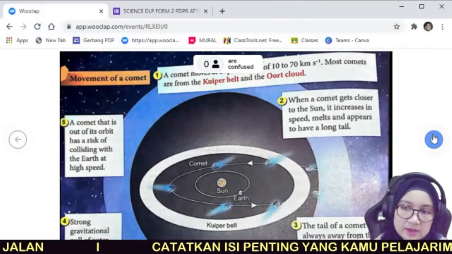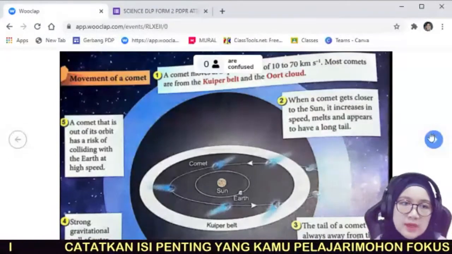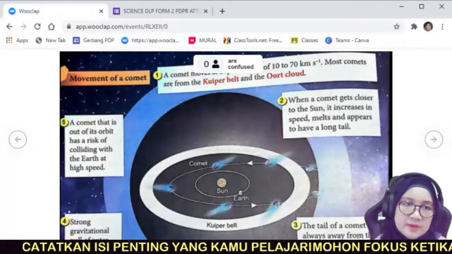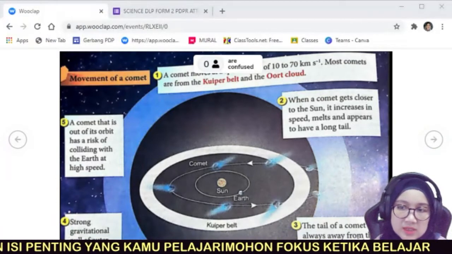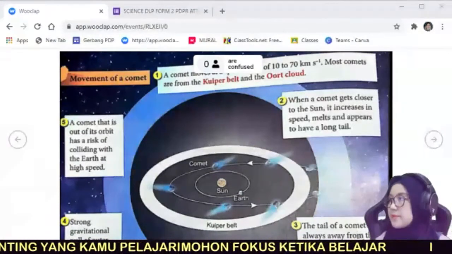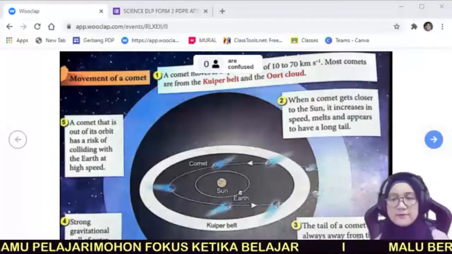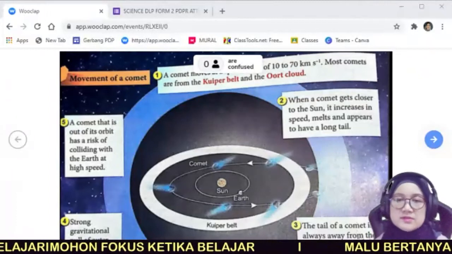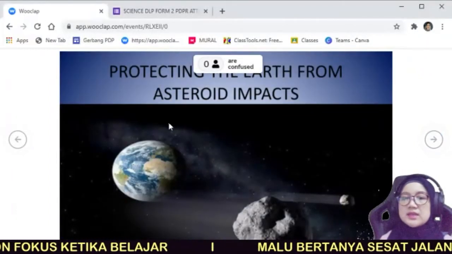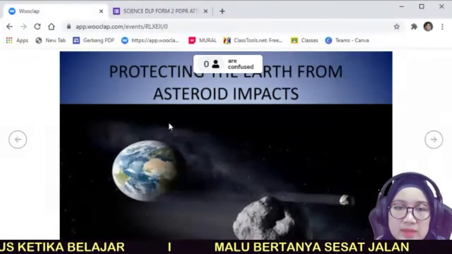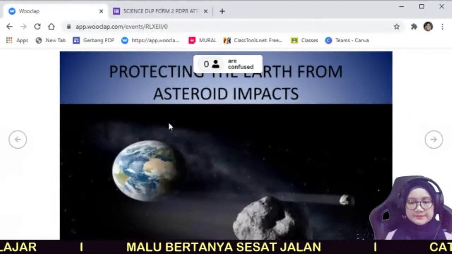I can't say more regarding this. If you want to get more information, you can find videos regarding this on YouTube or any other sources. For example, National Geographic also has so many videos regarding this. Okay, all right. So in this topic, we are going to explain about protecting the Earth from asteroid impact.